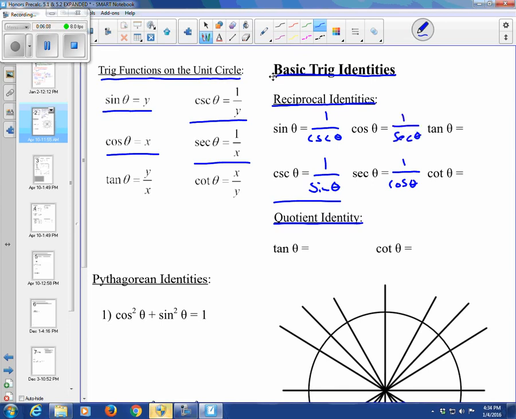Really what we're seeing here is that we can define trig functions as 1 over their reciprocal, and we can extend this to tan and cotan. Tan is going to be 1 over cotan of theta, and right here, cotan is 1 over tan of theta.